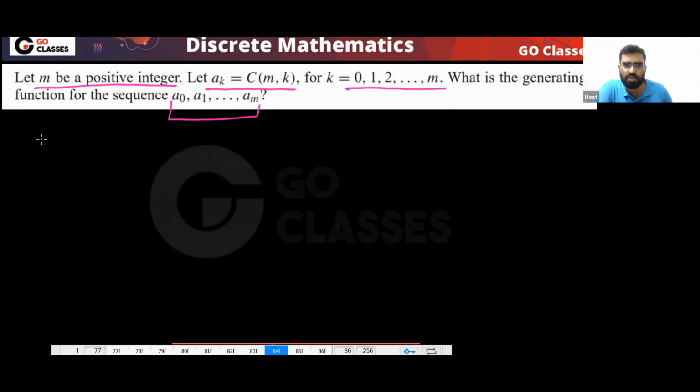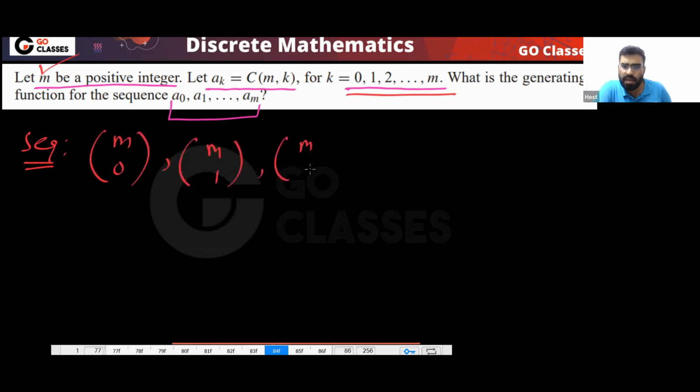So first of all, what is your sequence? You tell me what is your sequence. M is already given. M is a positive integer. Some positive integer is given to you. The question is asking what is the generating function for this sequence. Your sequence is k going from 0 to M. So your sequence is MC0, MC1, MC2, and so on, k going till M. This is your sequence. Yes or no?